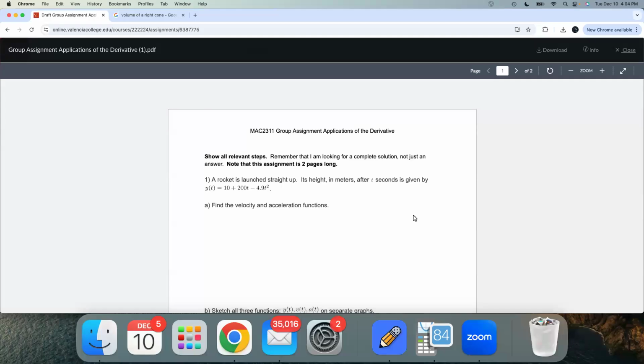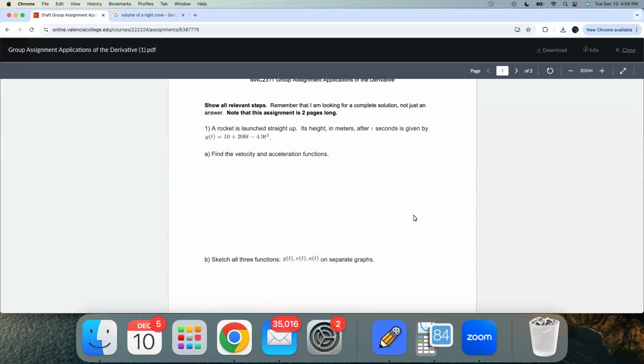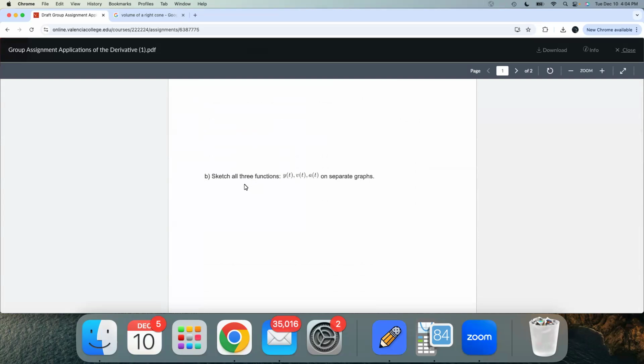Okay. Again, this is a couple pages long. Be careful there. This should be pretty easy. We all should know that velocity is the derivative of position and acceleration is the derivative of velocity, or the second derivative of position. We're going to graph all three of those on separate graphs.